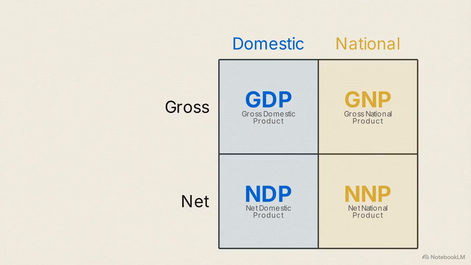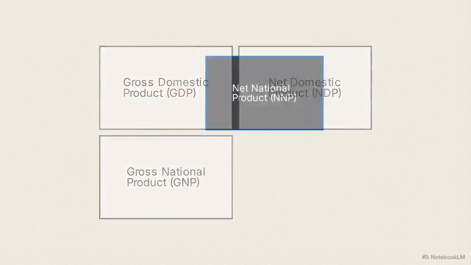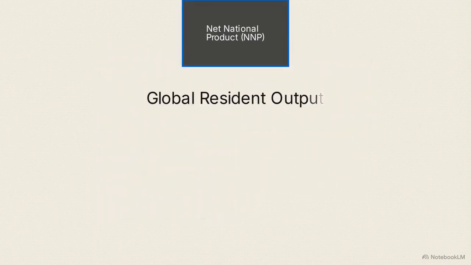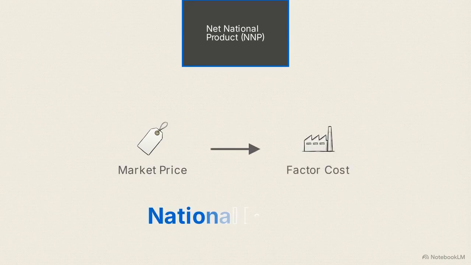Now we apply our policy filters. Our first policy challenge requires us to identify which metric provides the purest calculation of a country's true national income. We isolate the bottom right quadrant, net national product. NNP tracks the output of a nation's citizens worldwide, removing the constraint of physical borders. It then subtracts the capital degradation of depreciation. What remains is only the true, newly generated wealth created by residents. When calculated at base production costs rather than skewed market prices, this specific metric is termed NNP at factor cost. In macroeconomics, this holds the official title of national income.